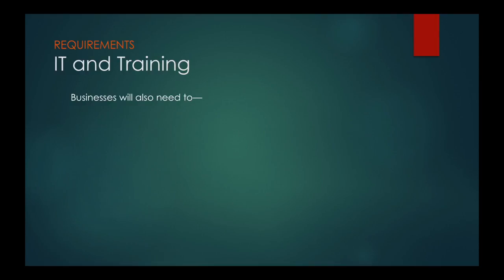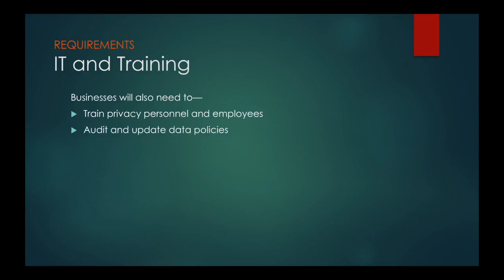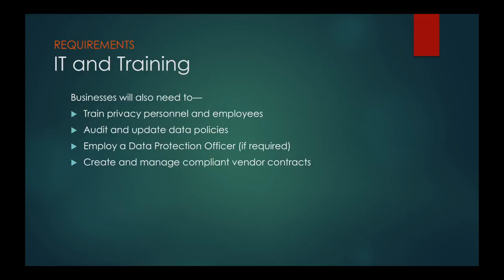Third and last, IT and training. Large businesses will need to train privacy personnel and employees, audit and update data policies, possibly employ a data protection officer if it's required, and create and manage compliant vendor contracts. Yes, some of these requirements are intended for larger businesses and corporations. For more specifics, I will point you towards some resources in just a few minutes.